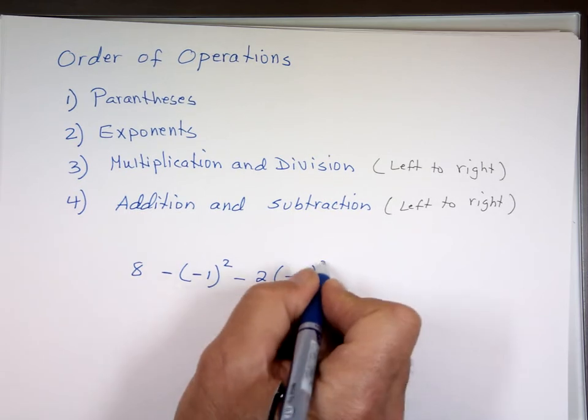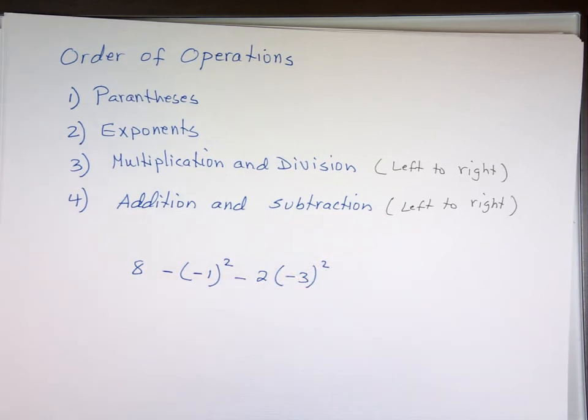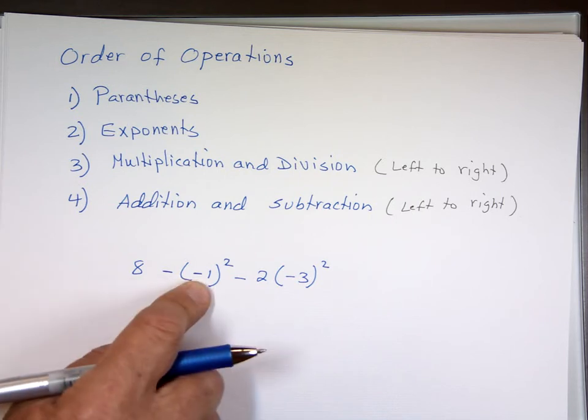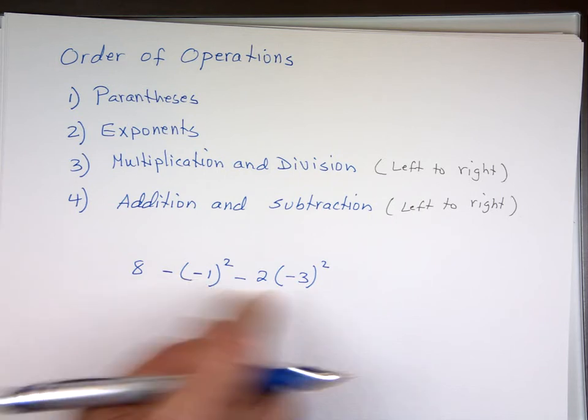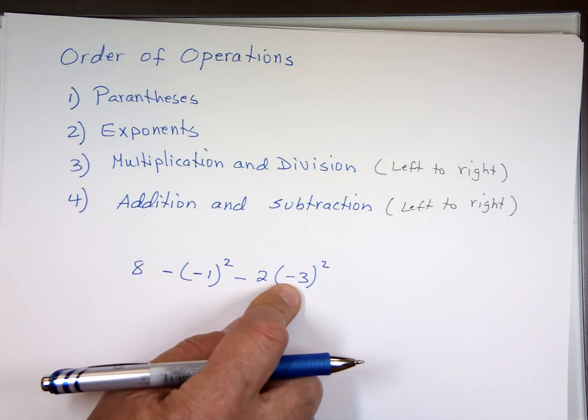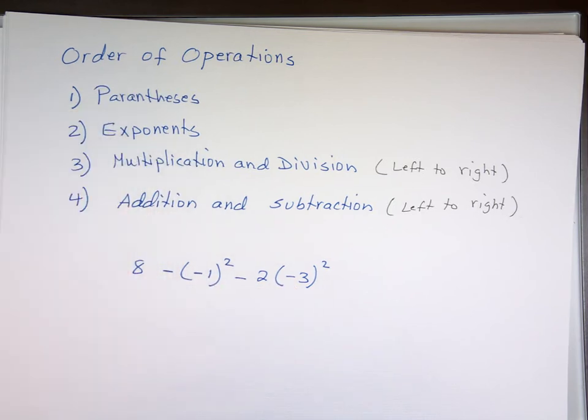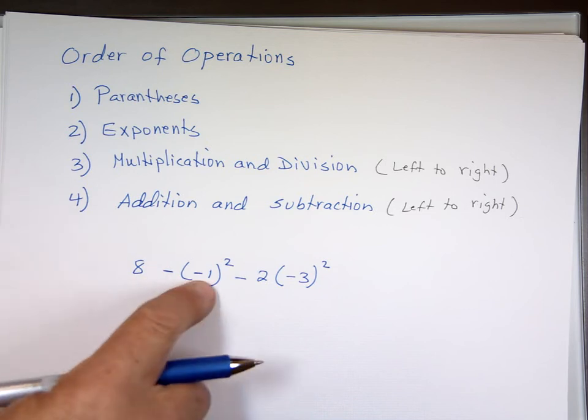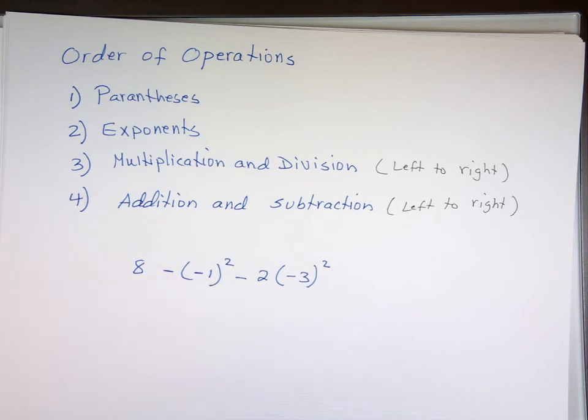So there's really no parentheses. I can't simplify what's inside the parentheses. Minus 1, can I simplify the minus 1? No. Minus 3, can I simplify that? No. So when we say about parentheses, if there's more than one operation inside that, go ahead and simplify it. Here, you can't simplify what's inside the parentheses. So you go to the exponents. And again, left to right.